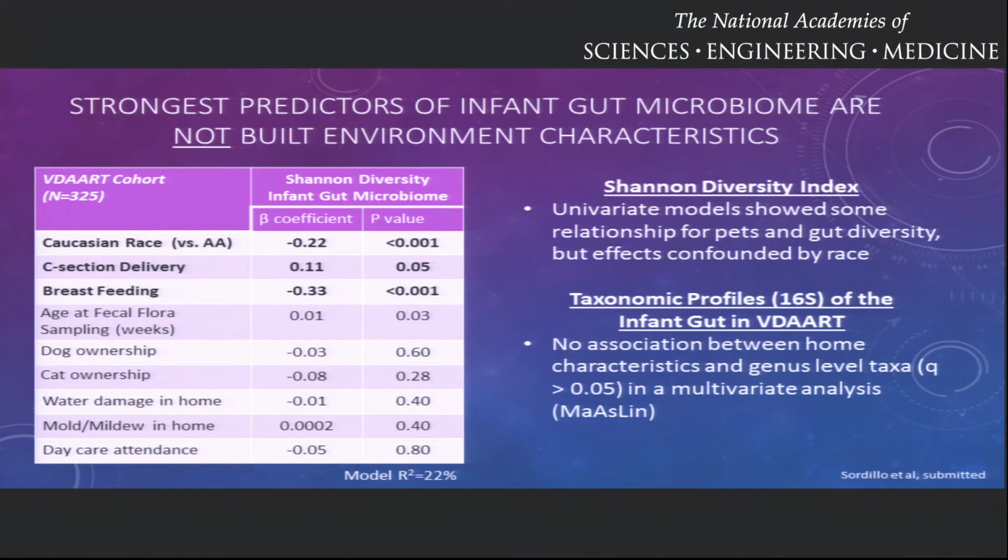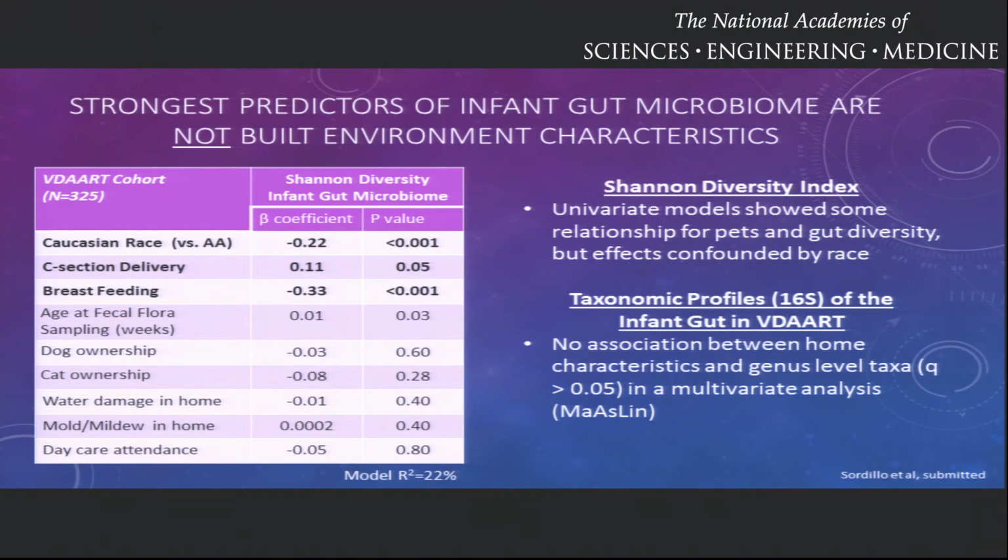So the VDART cohort, I don't know if anyone's familiar here with the VDART clinical trial, but this is a clinical trial to assess vitamin D supplementation in pregnant women and asthma incidence in offspring. Okay, and there's an ancillary study that's been done within VDART to look at the infant gut microbiome and asthma. All right, so here are some findings. We haven't quite gotten to looking at the infant gut microbiome and asthma yet, but we will. But initially, we looked at predictors of the infant gut microbiome in these kids, about 325 of them.